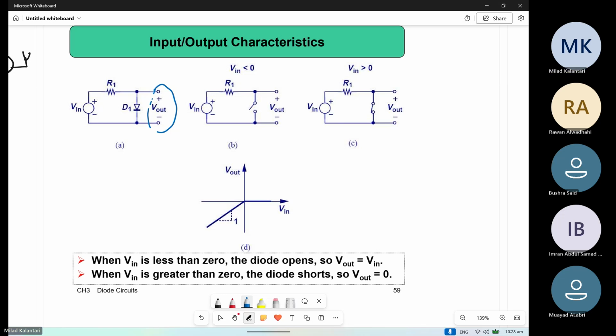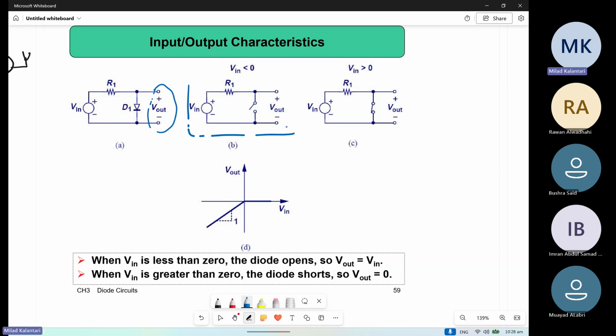So again, can you describe how V out versus V in is? You need to sweep V in from a negative voltage and see how the output changes. So what is the situation? What if V in is less than 0? The diode will be reverse biased, it is open, right?